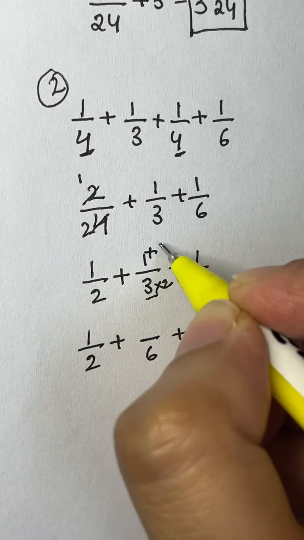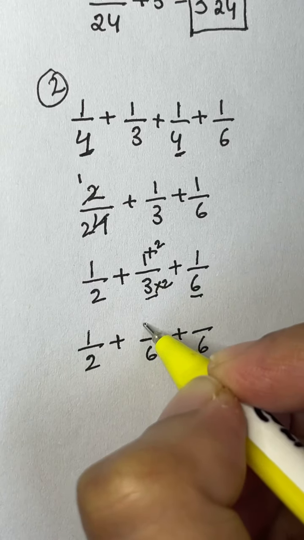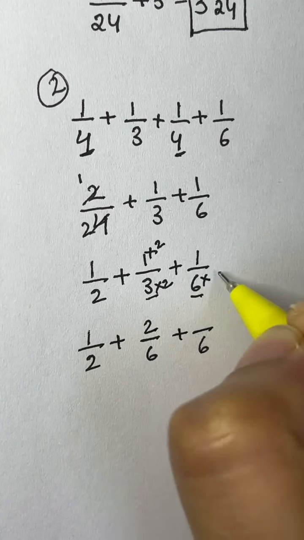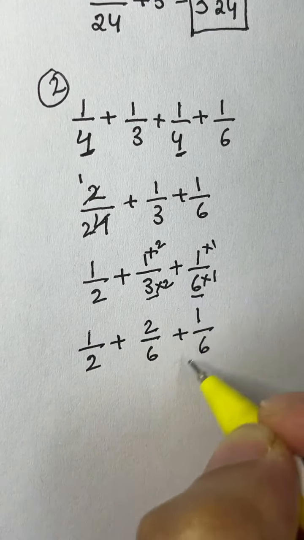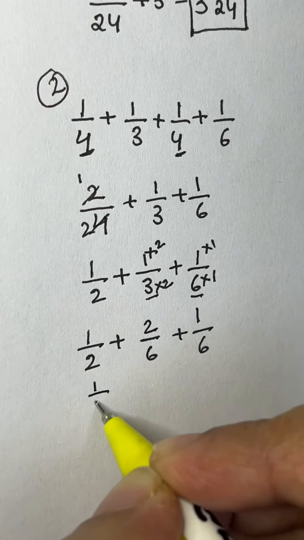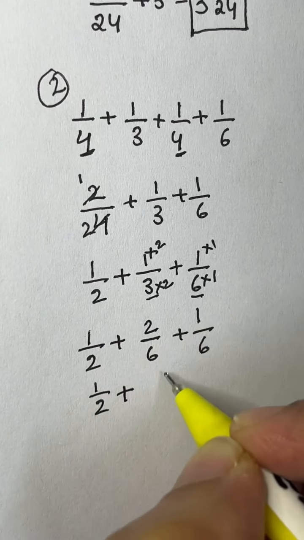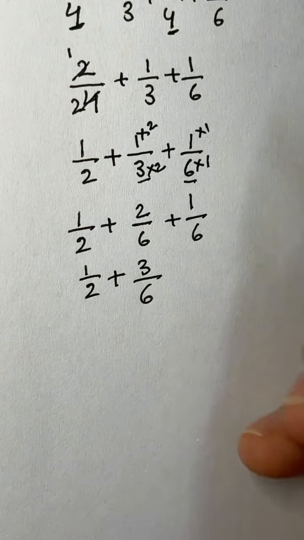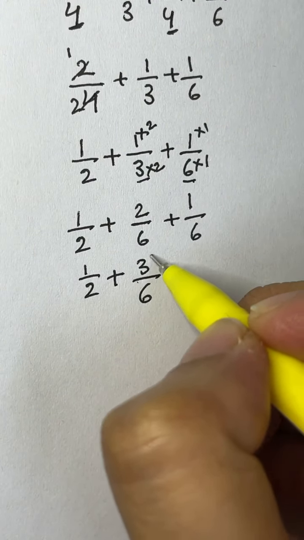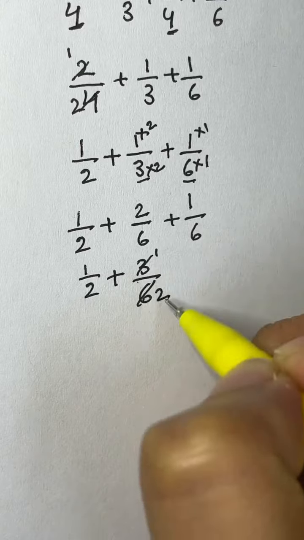Okay, the same thing I have to multiply with the numerator. 1 times 2 is 2. Here nothing to be multiplied, 1 times 1, so 1. Now I can add these two. So I have 1/2 plus 2 plus 1 is 3, 3/6. Now 3/6 also can be changed. 3 ones, 3 times 2, so it is 1/2.